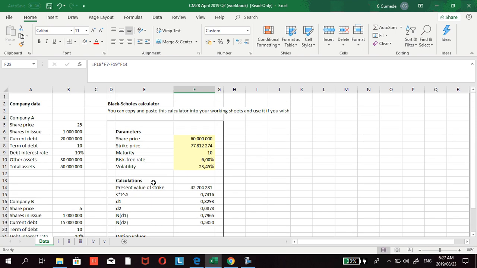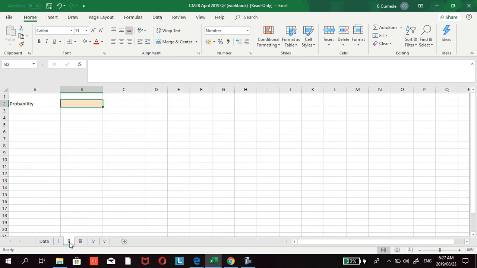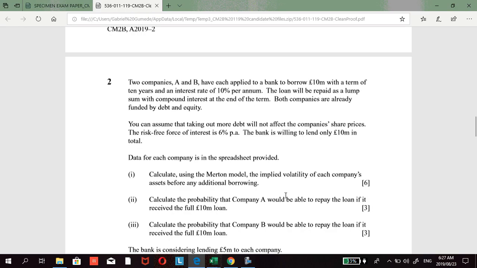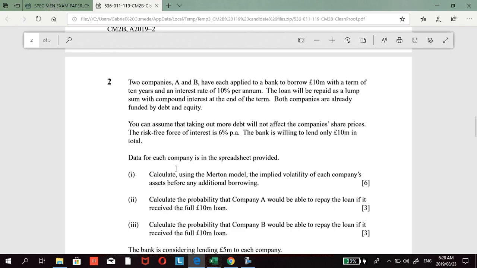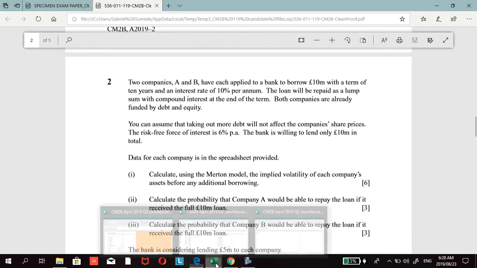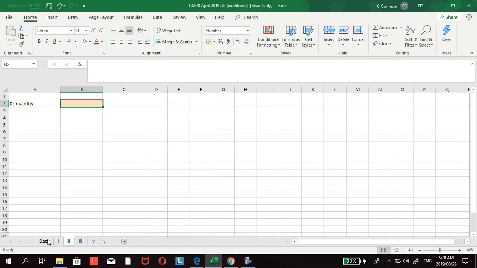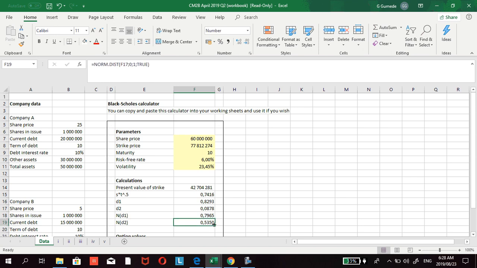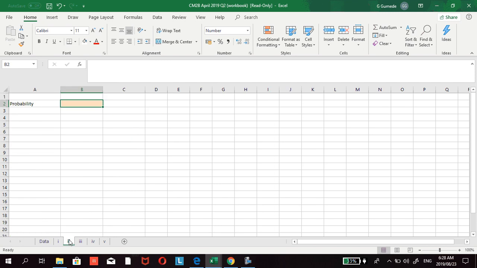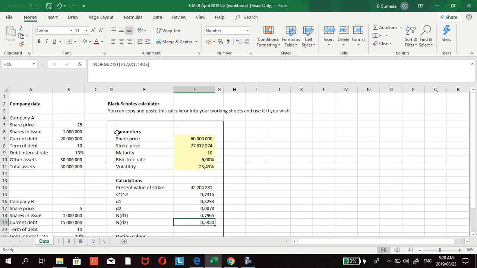So, okay, this is part 2 of the question. I'm looking for the probability that company A is able to repay the loan. So remember, I discussed with you that that is actually phi of D2. So it is actually equal to this value here. So I need this value, but I need to show the examiner my workings. So this is company A. So let me go and copy that.